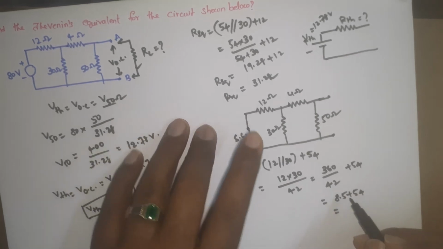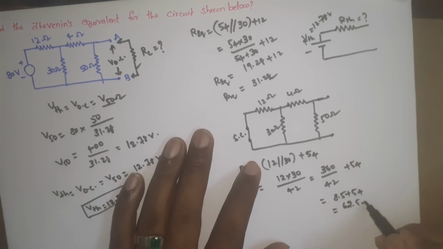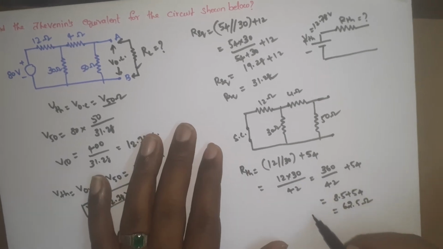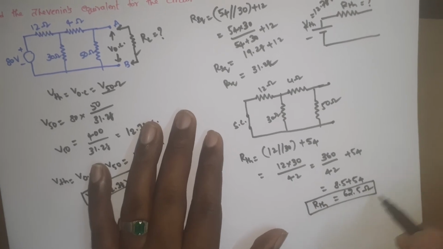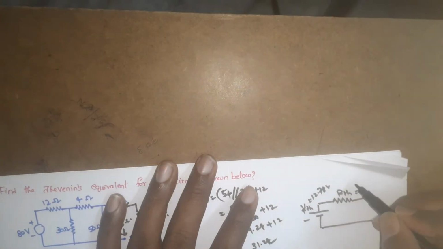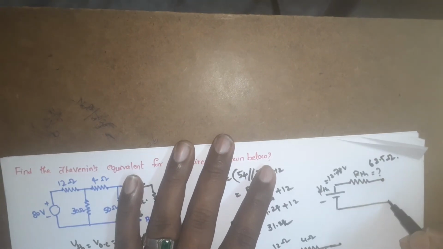Finally, we get RTH equal to 62.5 ohms. So RTH equals 62.5 ohms. This is the RTH value. So finally 62.5 ohms. These are the terminals.